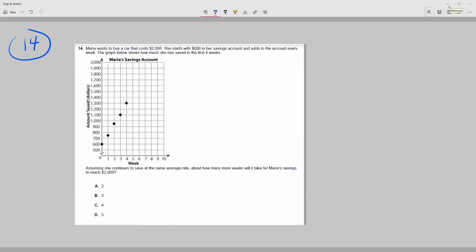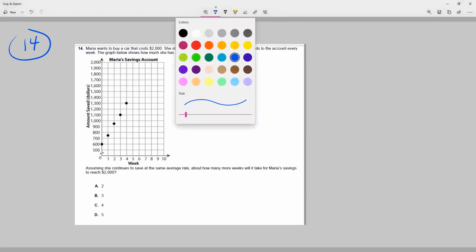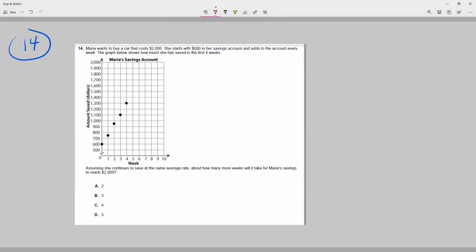Maria wants to buy a car that costs $2,000. She starts with $600 in her savings account and adds to the account every week. The graph below shows this. Assuming she continues to save at the same average rate, how many more weeks will it take for her to save $2,000? So this is really just a rate problem. Slope, right? She's starting out at 600, so her y-intercept is 600.